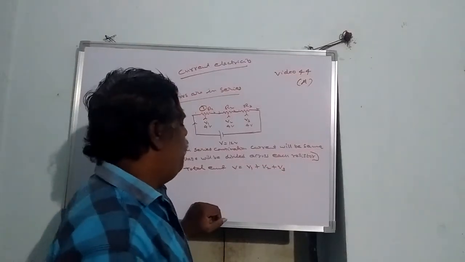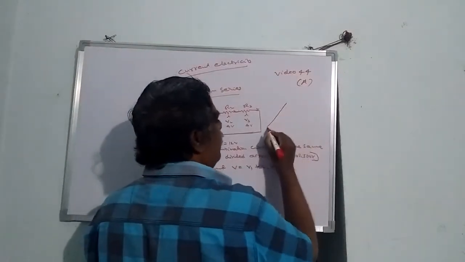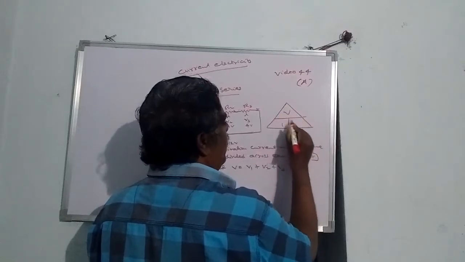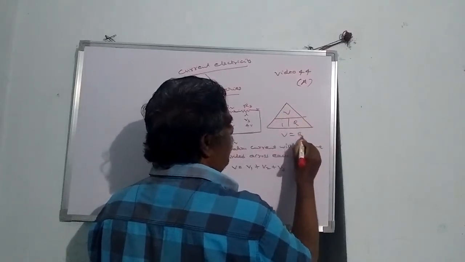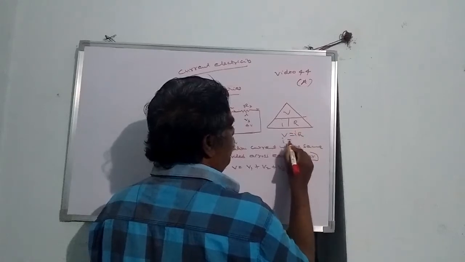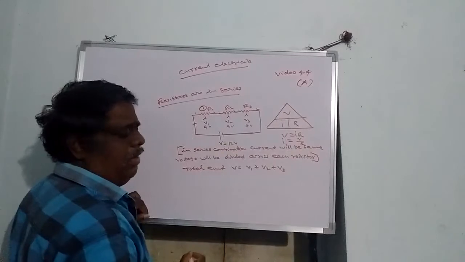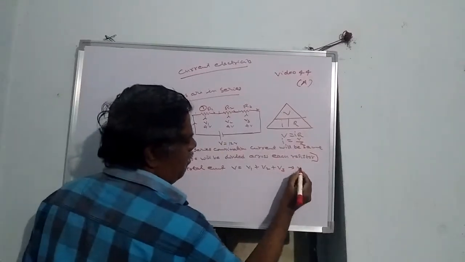So apply Ohm's law for this. We can draw the magic triangle again: V, I, R. V is equal to IR, or I is equal to V by R. Okay, apply Ohm's law for this equation number 1.